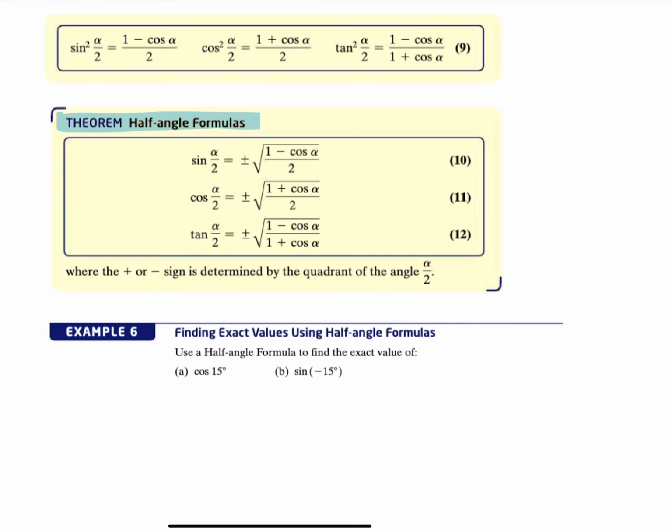So let's apply this to a few examples. Example 6 says to use the half angle formula to find the exact value of these two. Let's start with part A. We're given the cosine of 15 degrees. Well, 15 is half of 30, so we can say this can be expressed as the cosine of 30 degrees divided by 2.